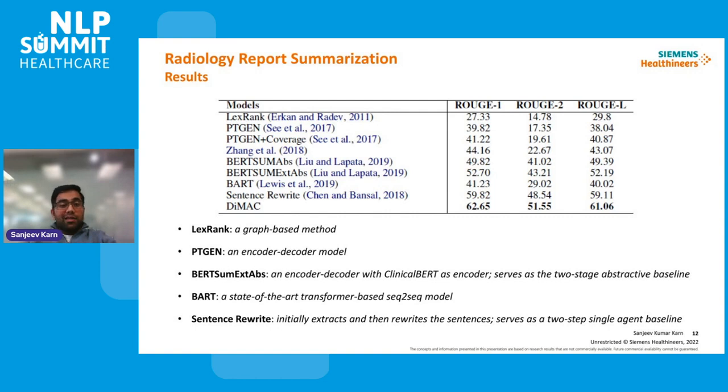BART suffers more than some other approaches because BART is several layers of a pre-trained encoder-decoder that was pre-trained for a different task and was asked to generate impressions after findings, which is very different and much tougher for it, and therefore it suffers quite a lot. Sentence rewrite is very competitive.